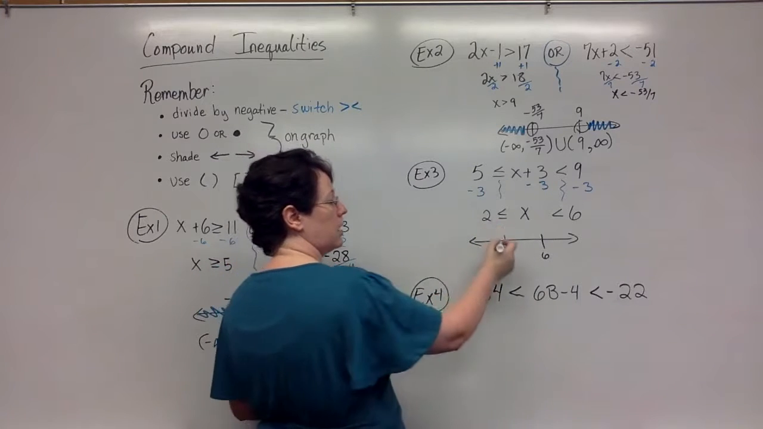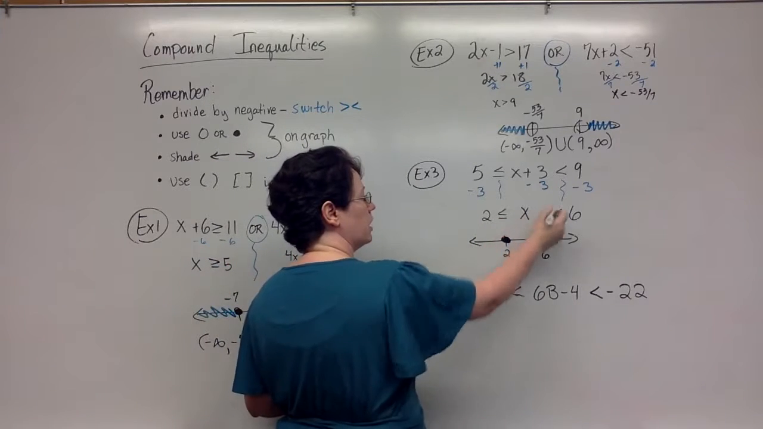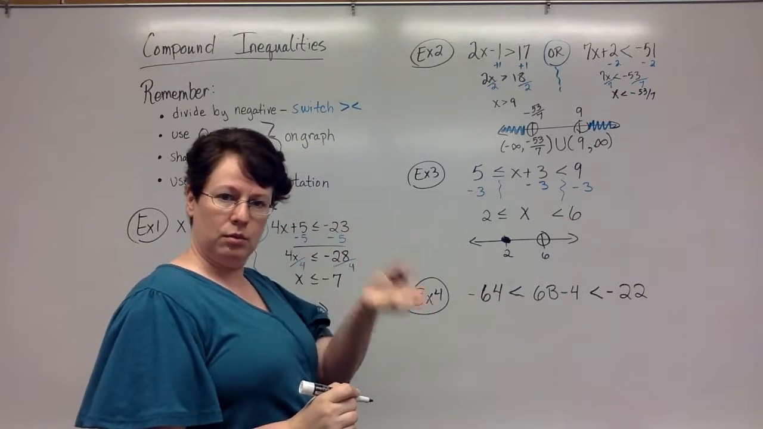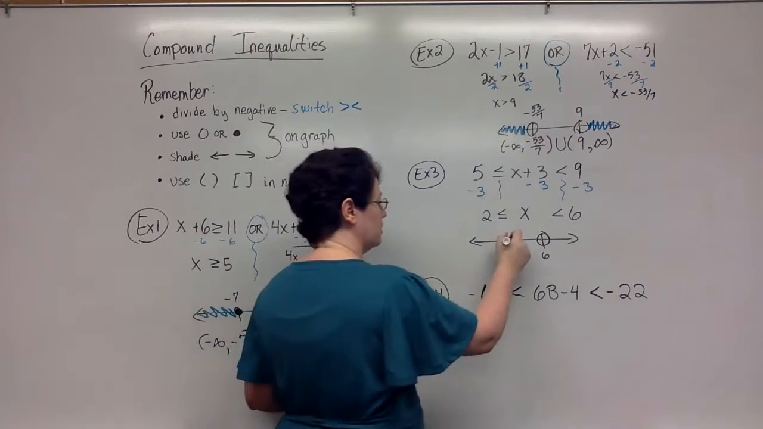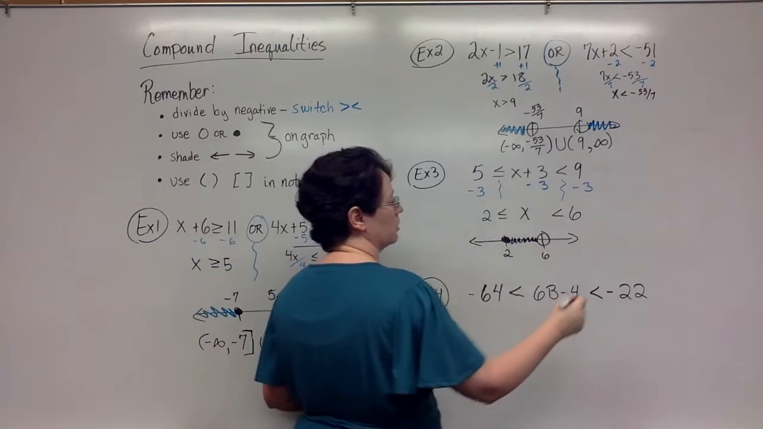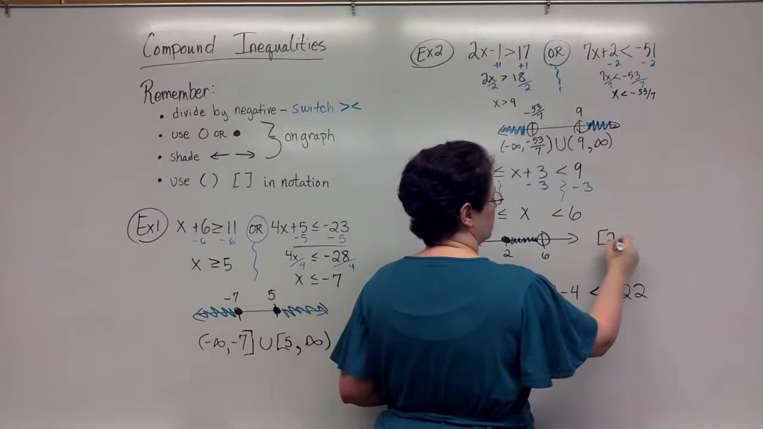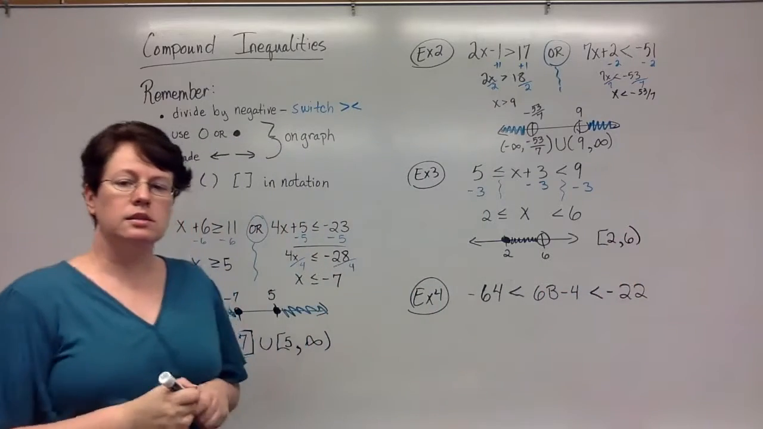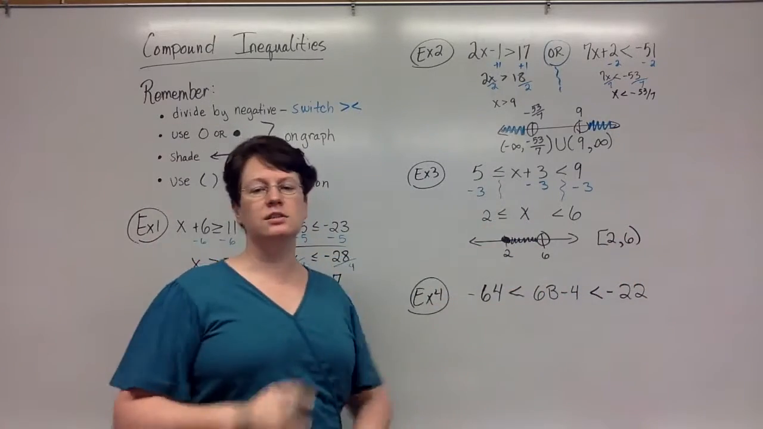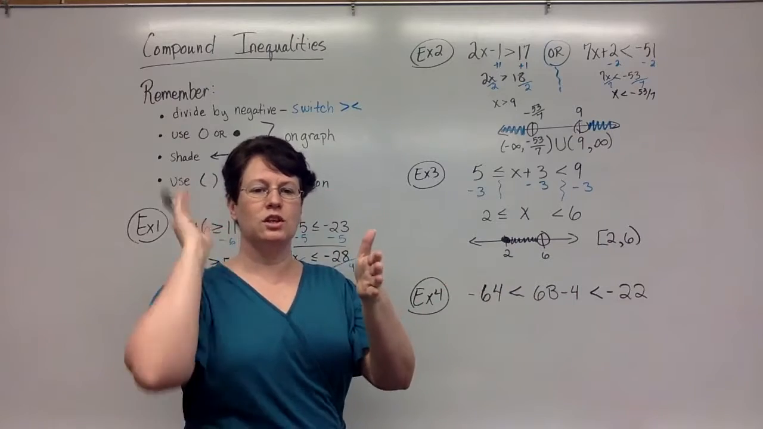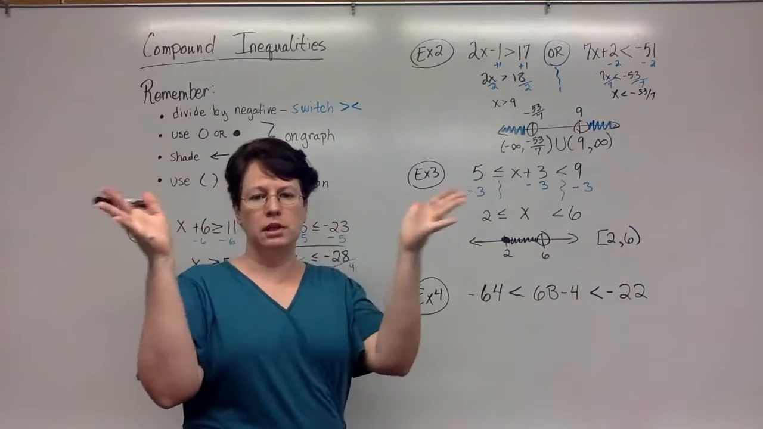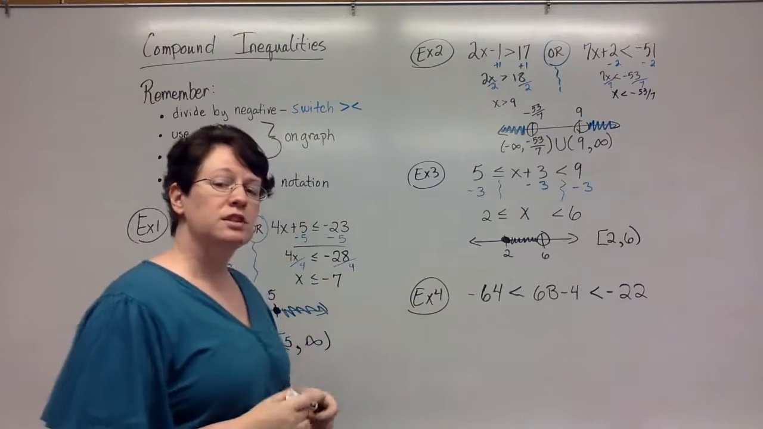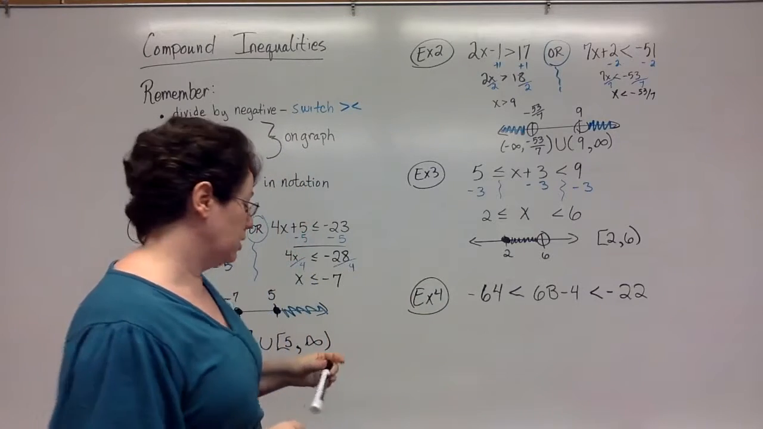The 2 has what kind of dot? Closed dot. The 6 has an open dot. And where do we shade? In the middle. X is sandwiched in the middle. So I'm going to have a square bracket with my 2, and my 6 has a parenthesis. X is in the middle. I don't have any infinities because it doesn't even go there. It's sandwiched. Two slices of bread, PB and J in the middle. Right there. Example 4 is the exact same thing, just a little bit longer.